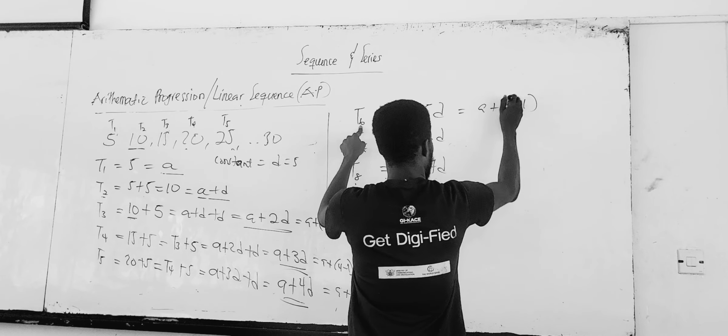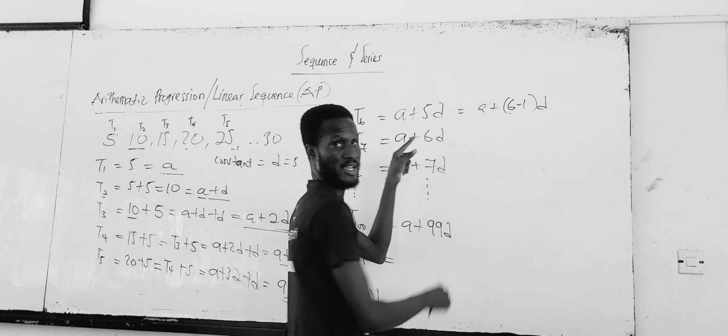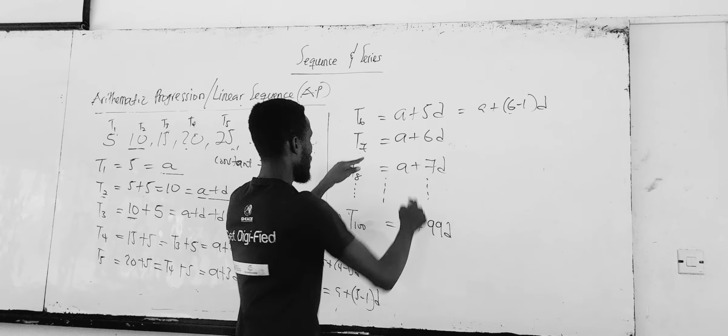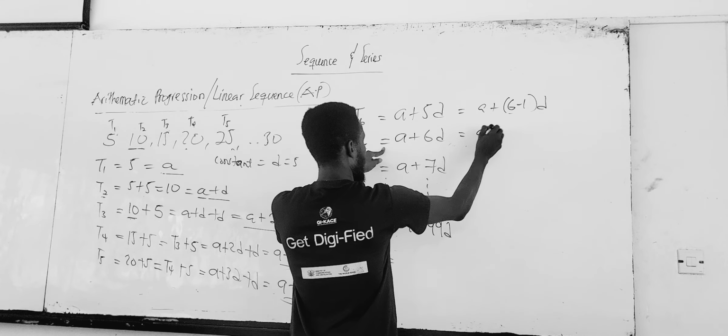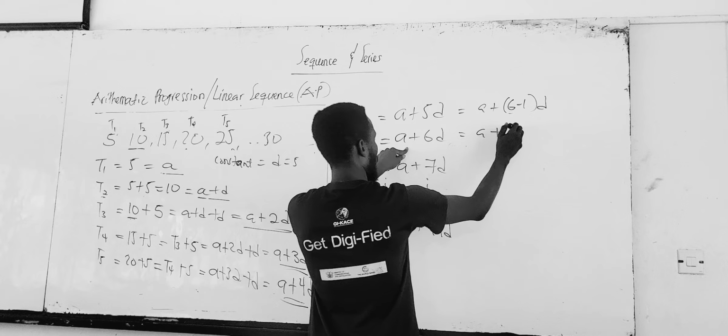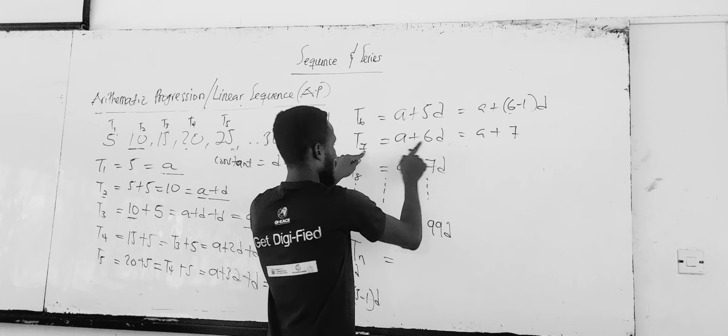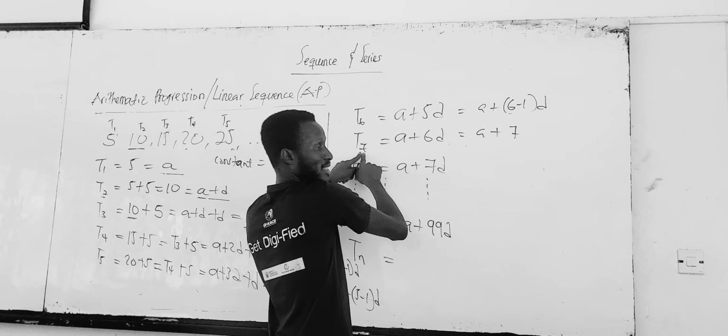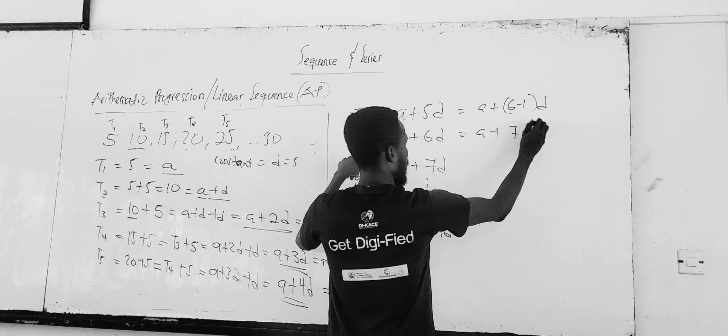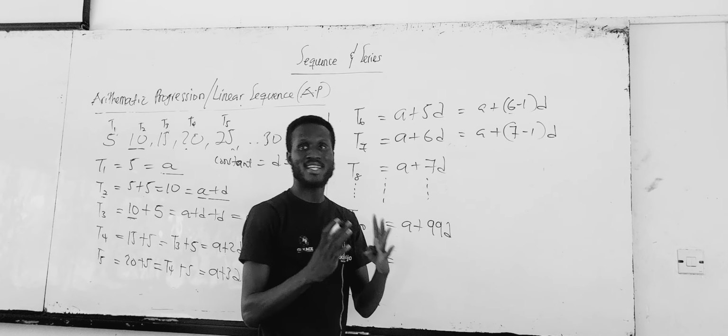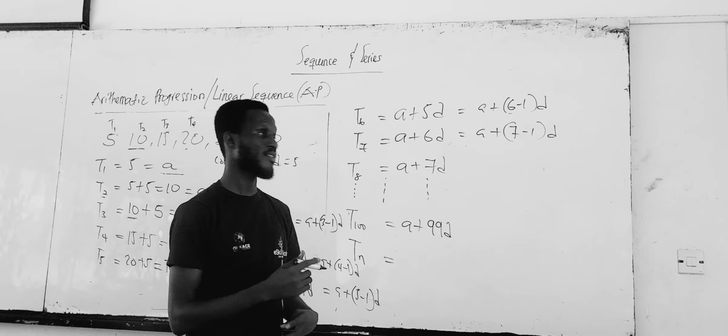6 minus 1 what? D. So that 6 minus 1 will give us 5, the same as 5d. Now what about here? The same as a plus what? Before I will get a 6, I can subtract the 1 from the start, so 7 minus 1 what? D. Now with this one, we are just checking the pattern, then we generate a formula for it.